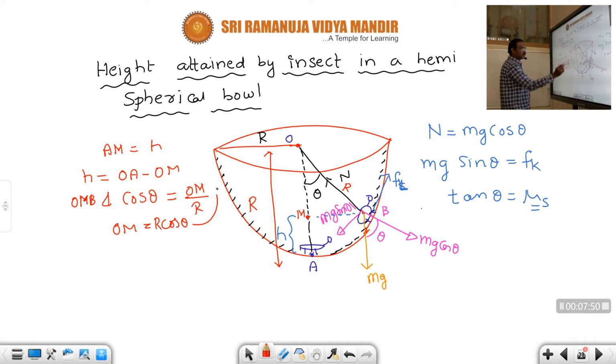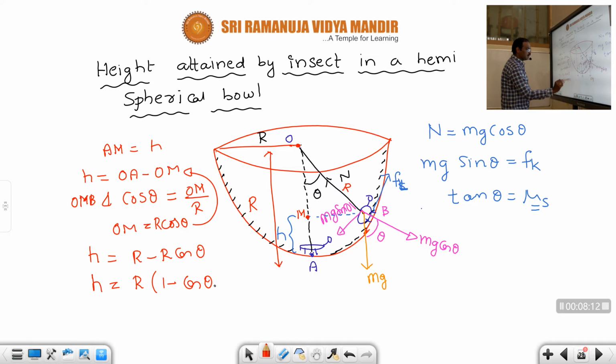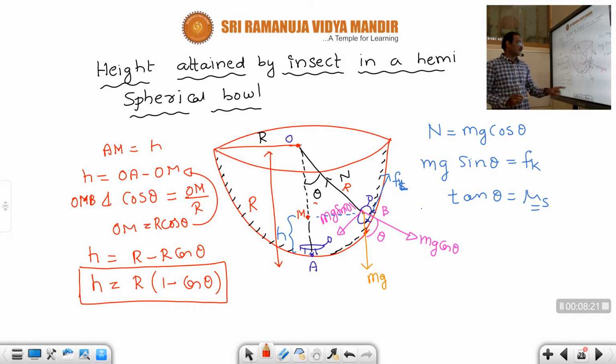Therefore, now we can substitute the OM value here. Then the height raised h is equal to R minus R cos theta. So this is the height raised by the insect: h is equal to R of 1 minus cos theta. When you know the value of theta and R, you can substitute and find it.